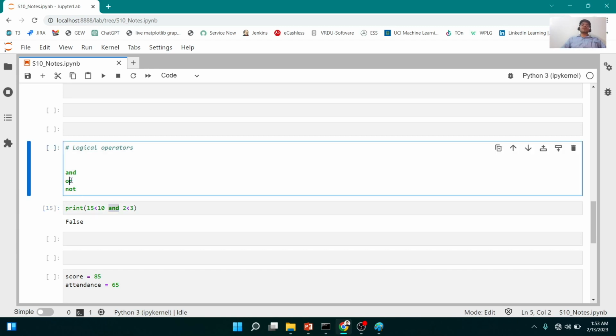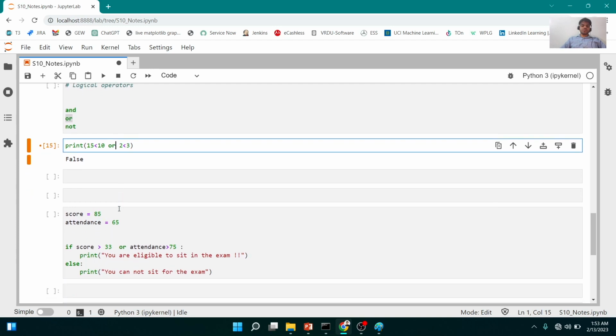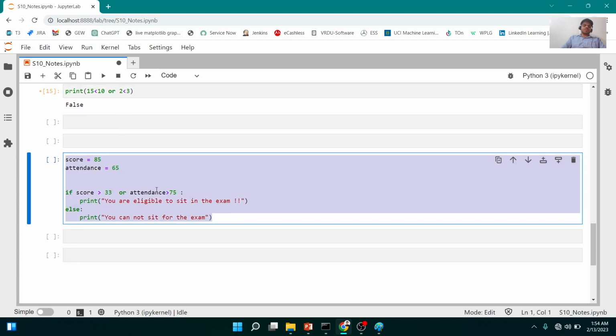But or, when I am going to use or, in that case, if either the left or the right becomes true, the whole condition is going to be true for you. For example, give a quick look at this particular example here. I have created two variables, one is score and one is attendance. These variables are of the students. What's the score of the student, and what's his attendance percentage in the whole academic year?